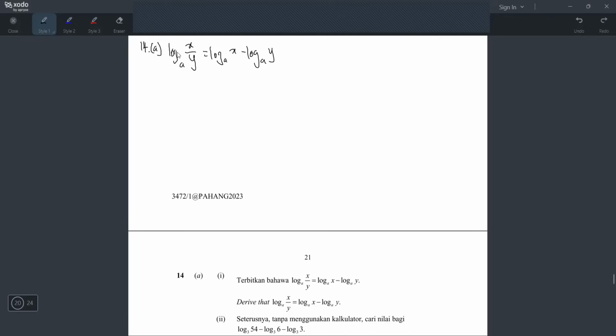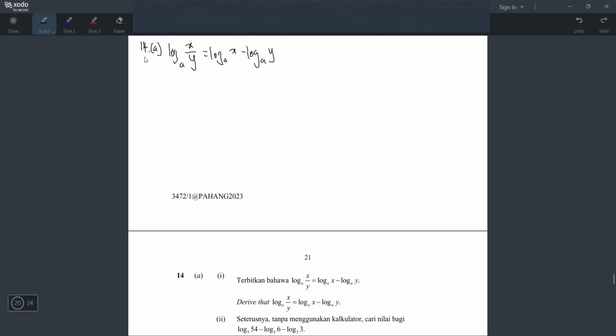Okay, when we have a single log divide, we can change to separate logs with minus. We've been using this formula ever since Form 4. Do you agree? Because when we learned this in Form 4, Chapter 4, the log chapter, we've been using this formula, but we never really knew where the formula came from, why it works. We never derived the formula. We just used the formula only, right? So in this question, I'll be teaching you how to derive this formula.